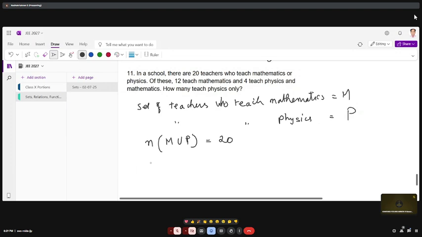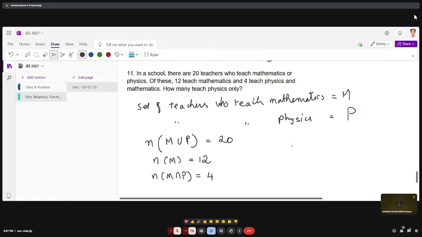12 teach mathematics, N of M equal to 12. 4 teach physics and mathematics. Physics and mathematics means M intersection P. So this is what is given. How many teach physics only?